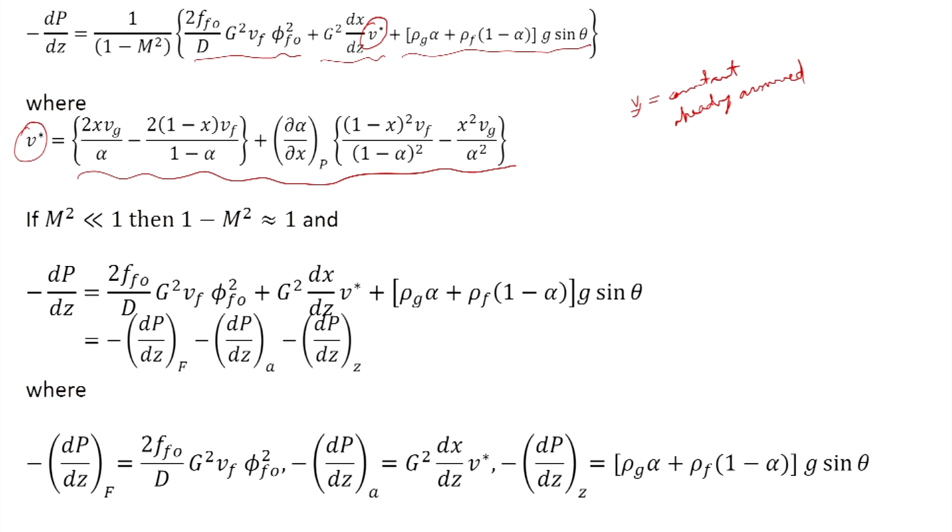Now, if m square is much smaller than unity, then 1 minus m square can be taken as approximately unity, and then we are left with only the quantity inside curly brackets here. So, we have dP by dz is equal to this expression. And now, the first term we can identify as dP by dz due to friction, which is given by this, 2 f_FO by d G square v_f phi_FO square. The second term is identified as pressure gradient due to acceleration, which is equal to G square dx by dz v star. And the last term is the pressure gradient due to gravity, which is rho_g alpha plus rho_f (1 minus alpha) g sin theta.